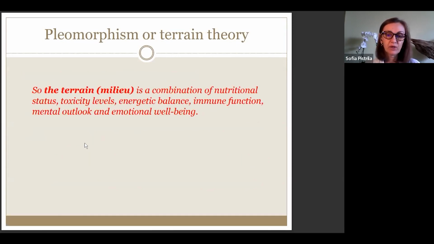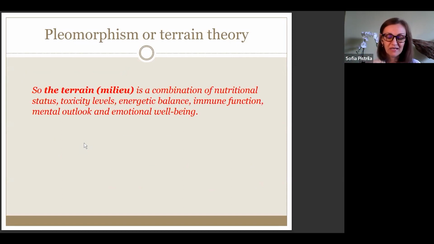So the terrain and milieu, what is it? It's a combination of nutritional status, toxicity levels, energetic balance, immune function, mental outlook, and emotional well-being. I'm going to say that again, over and over again, about the milieu and the terrain.